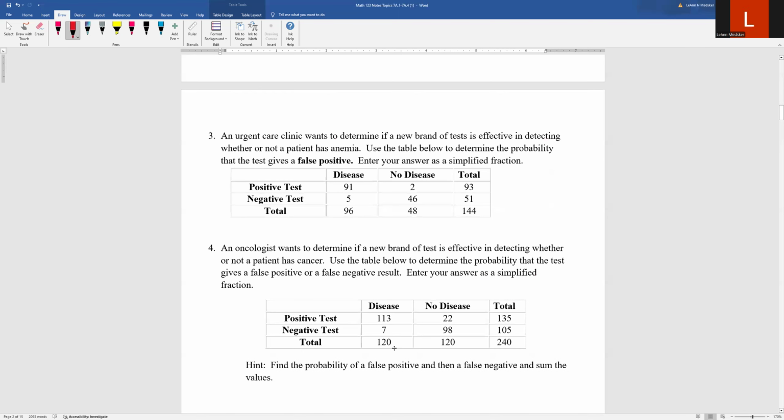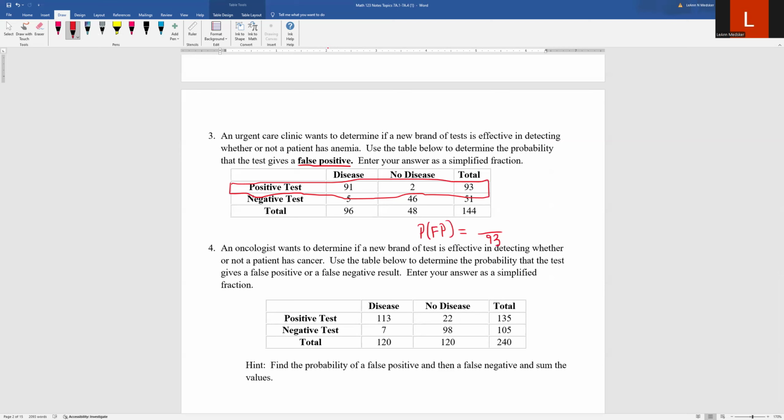An urgent care clinic wants to determine if a new brand of test is effective in detecting whether or not a patient has anemia. Use the table below to determine the probability the test gives a false positive. Enter your answer as a simplified fraction. So remember, false positive means we're only going to be focused on the positive test. Okay, so probability of a false positive is how many positive tests did the doctor's office receive? And then remember, false positive means it reported the test and it reported their body's state of being incorrectly. Something was an error in that process.